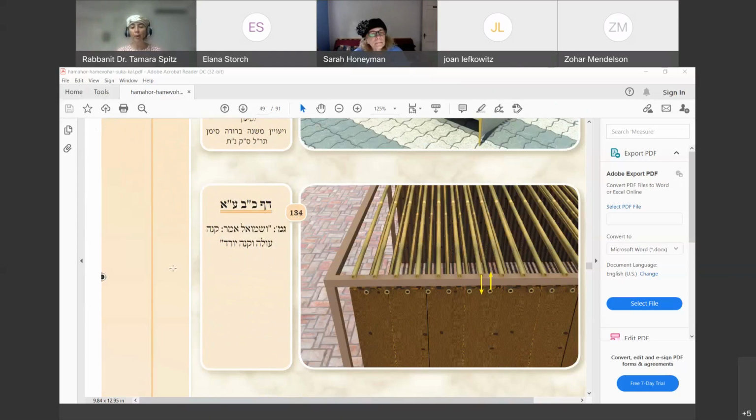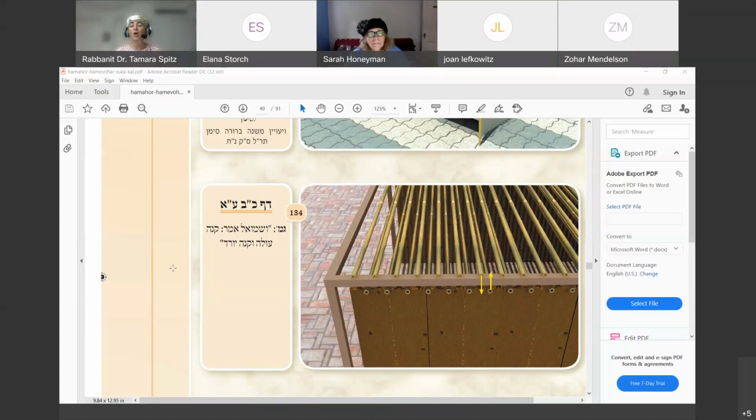As long as there aren't more than 3 tfachim in between each rod, each reed, then it would be okay. Okay, Sarah just asked me about the sukkah, that's the bed. How would they be able to eat? So that's an excellent question.